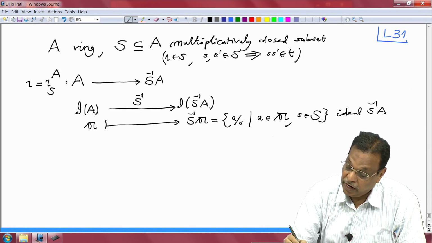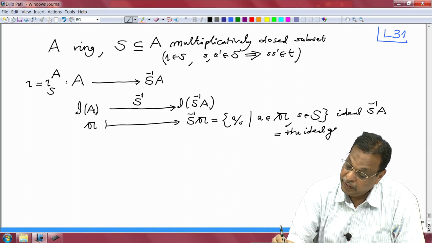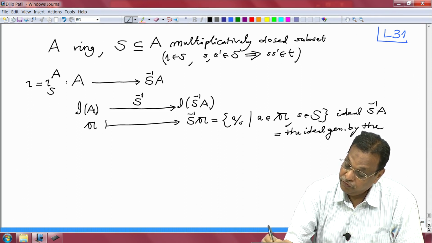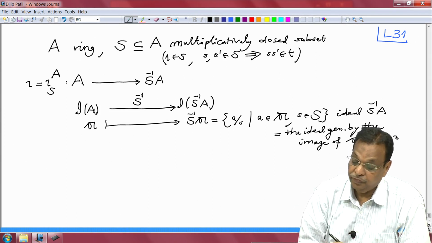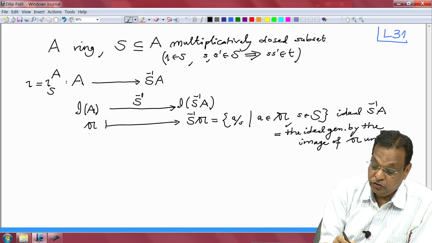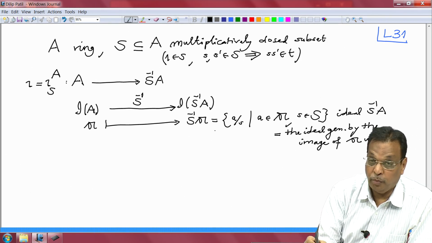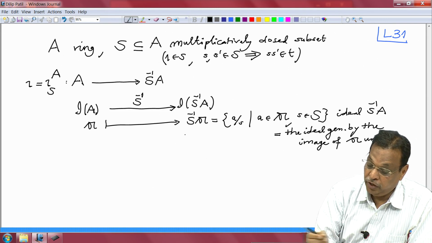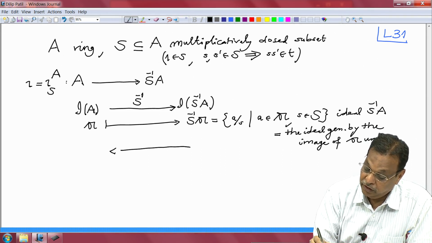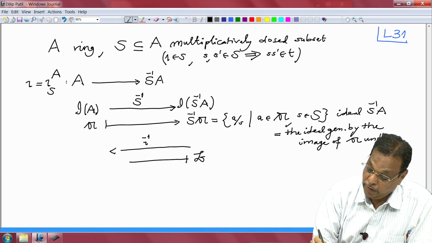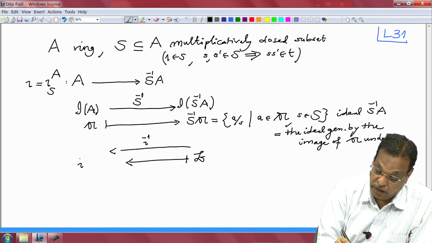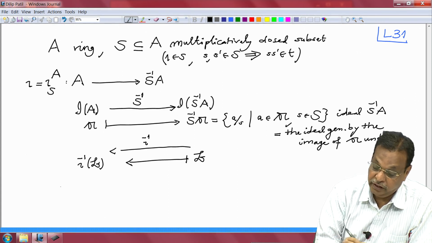In fact, it is the ideal generated by the image of 𝔞 under iota. And we have noted that if 𝔞 doesn't intersect with S, then this is a proper ideal. Also we have a natural map in the other direction, namely iota inverse. Any ideal 𝔟 in S inverse A, we can always pull back to an ideal in A, that is simply iota inverse of 𝔟, and this is an ideal in A.